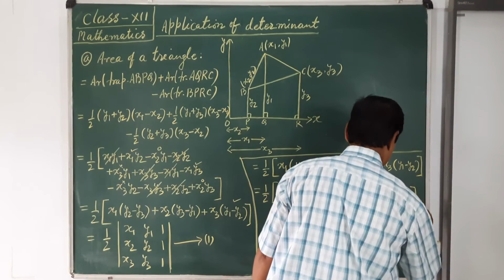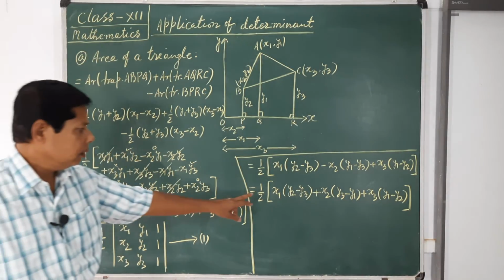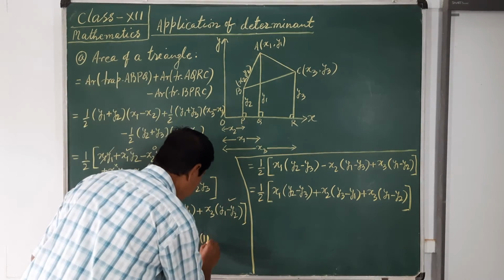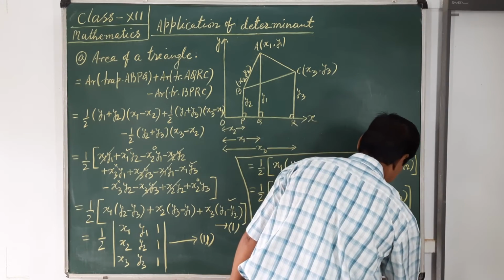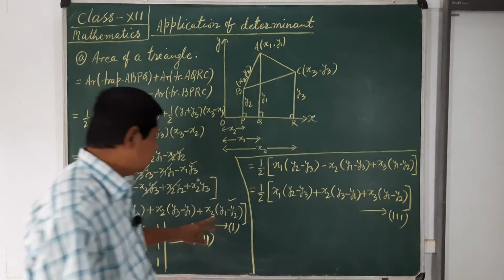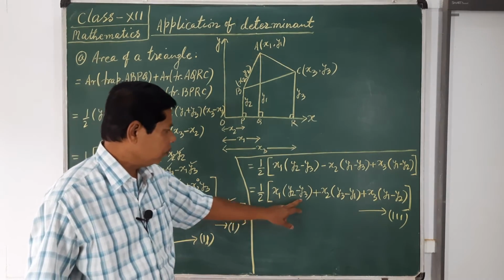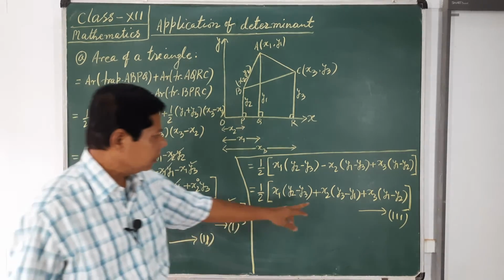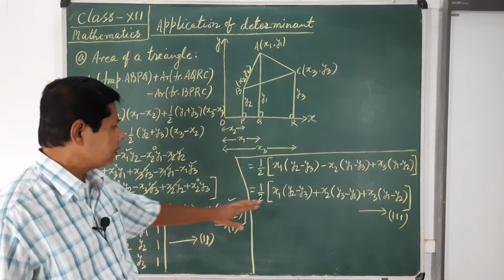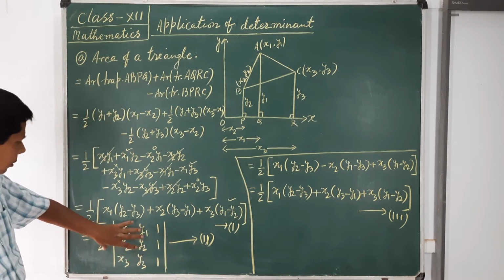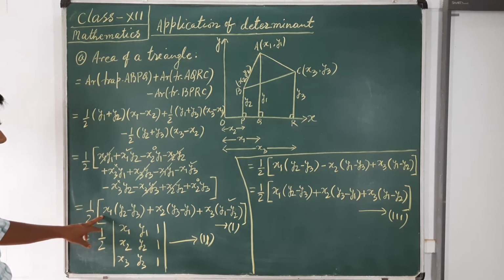So, if you see this area, call this number 1, this number 2, and this number 3. So, 1 and 3 are same: half into x1 (y2 minus y3), plus x2 (y3 minus y1), plus x3 (y1 minus y2). So, 1 and 3 are same. That means the value of this determinant and the area of the triangle represented by expression number 1 are same.